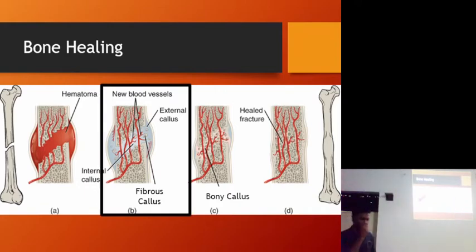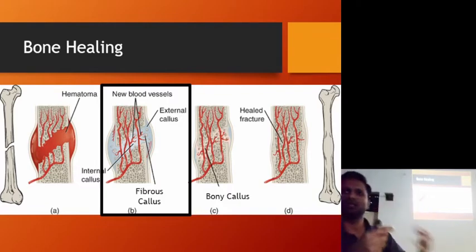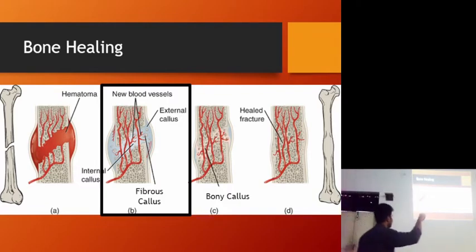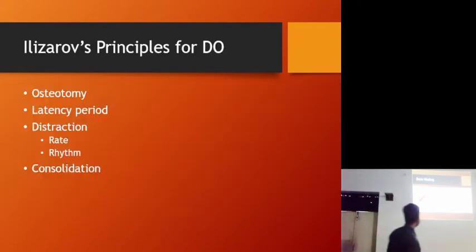Why? Because fibrocallus is slightly stretchable. You can mold it first of all, and there is neoangiogenesis going on. Neoangiogenesis means in the clot there is new arteries and veins formation. Okay, new blood vessels are formed in this region. This is the bone healing process, and we want to stop this process at this level, fibrocallus formation, and we want to expand this. We will talk about this.